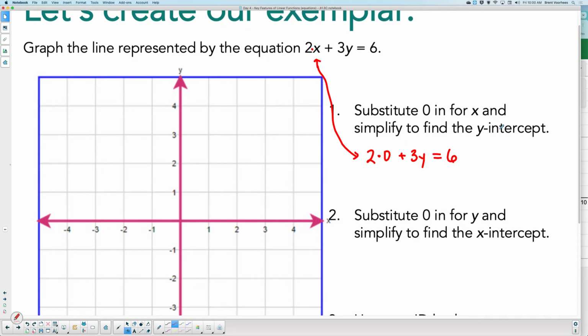Now, what we're going to end up finding is the y-intercept. You might remember the y-intercept is when x is 0. That's why I just put 0 in for x, because my x value is 0. What we're trying to find is what's my y value. So, what is 2 times 0? 2 times 0 is not 2. 2 times 0 is 0.